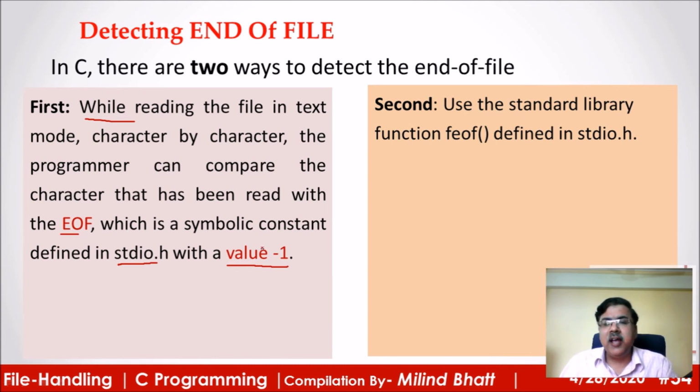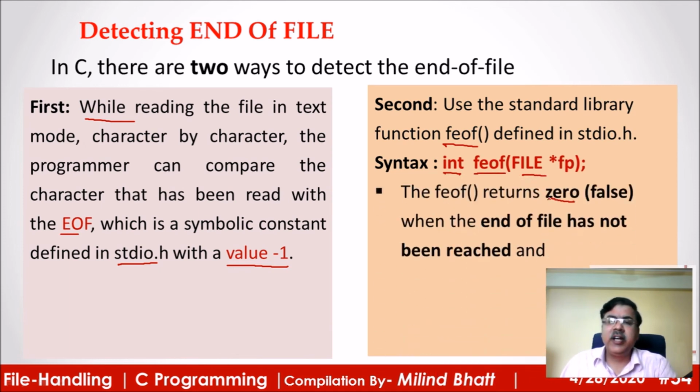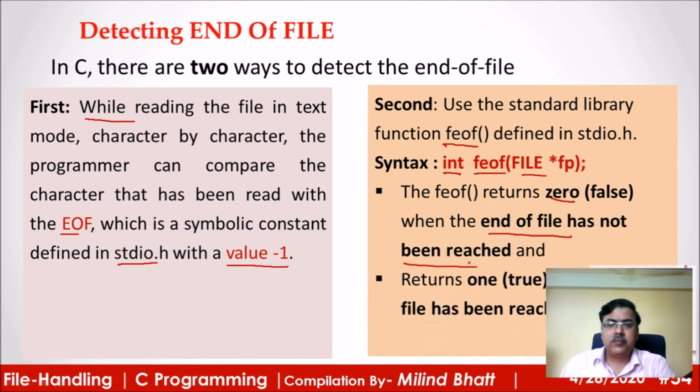The second one is using the feof function. Its syntax gives you an integer value: feof applied to the file pointer. It returns 0 when false, meaning when the file still has some content. When it has reached the end point, it will return true, that is 1, if the end of file has been reached.